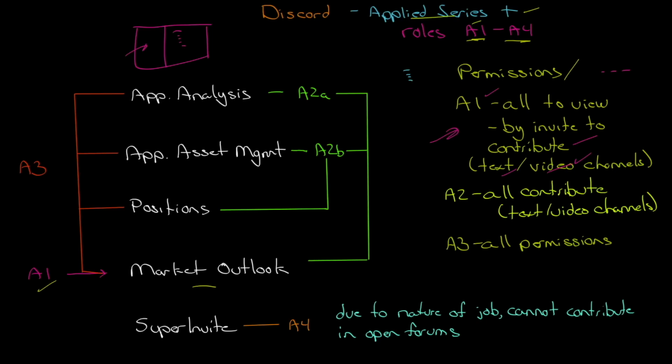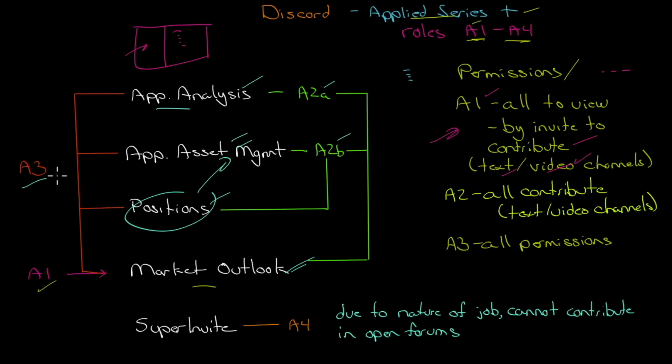What is A2? A2, there's A2A and A2B. A2A is everybody who is a subscriber to the applied analysis side of the applied series. A2B is everybody who's a subscriber to the applied asset management. Notice that A2A can contribute to the applied analysis and the market outlook. A2B, applied analysis, positions in the market outlook, because positions is part of asset management.